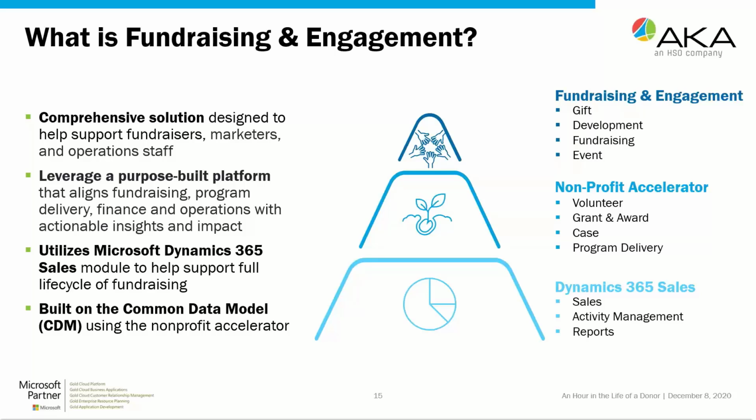So as you can see on the right-hand side of this slide is that foundation, that pyramid, right? At the very bottom of that pyramid is Dynamics 365 for sales, which is going to have your sales management. It's going to have activity management and reports that come out of the box. When you install the Nonprofit Accelerator, you get volunteer grant awards, cases, program delivery management with that solution, with that accelerator. And then when you install on top of that fundraising engagement solution, you get gift management, development, fundraising, events, a whole suite of new tools to be utilized at your nonprofit.